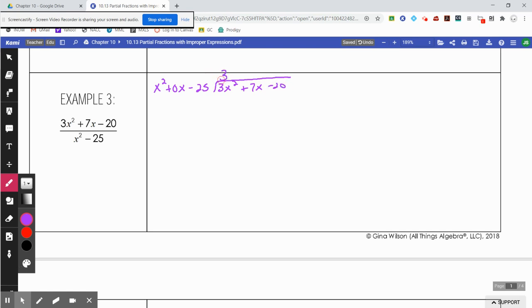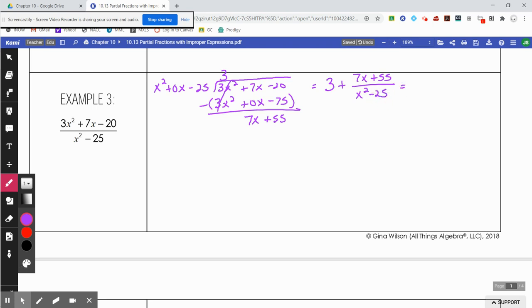This will go 3 times. Go ahead and multiply. 3 times x squared plus 3 times 0x and 3 times negative 25. Subtract. These cancel. 7 minus 0 gives you 7x. Negative 20 minus minus, that'd be negative 20 plus 75, which is a positive 55. So you've just broken this down into 3 plus the remainder, which is 7x plus 55 over x squared minus 25.